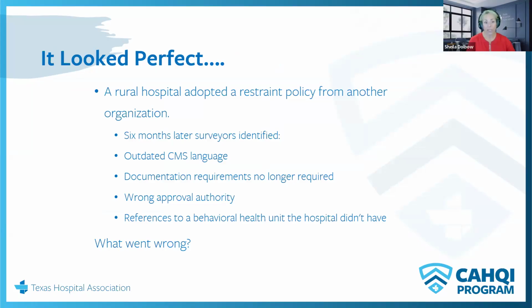Now, take an example like this. If you have a rural hospital that adopted a restraint policy from another organization, and after it is implemented, 6 months later, surveys come in and identify that there's outdated CMS language, documentation requirements that were no longer required. It didn't have the appropriate approval authority, and it references a behavioral health unit, and the hospital doesn't actually have a behavioral health unit. Patients are put onto their medical surgical floor.